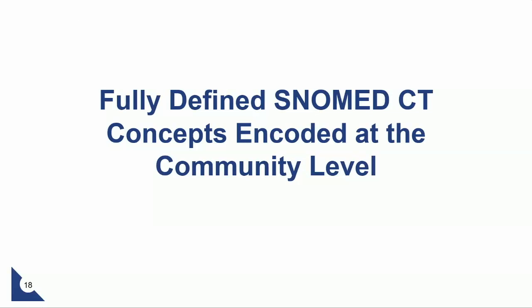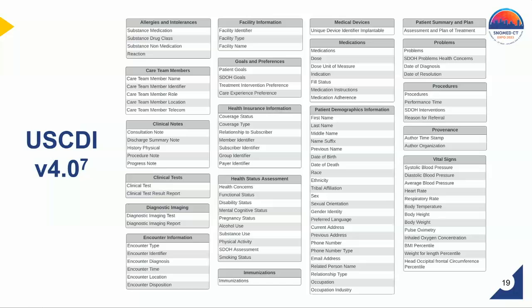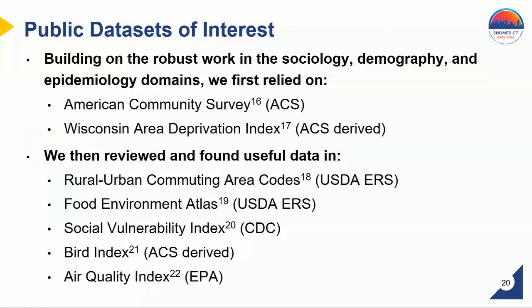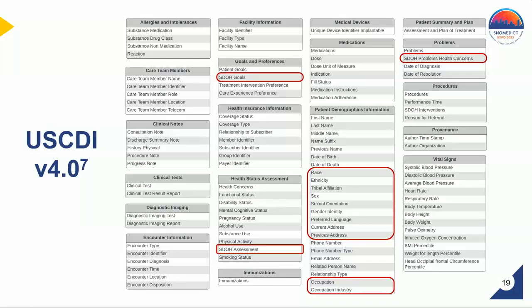And so what does this look like in practice? We'll go past that. So this is the US Core Data for Interoperability, again, version 4. Just as a reference, I've highlighted here anything that's related to SDOH data. So it's a priority with the minimum data reporting, but again, all of this is at the patient level rather than at the community level.